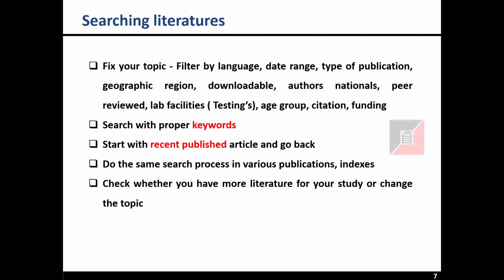Start with recent published articles, then go back. And do the same search process in various publications and various indexing sources, and check whether you have more literature for your study or change the topic. Normally, as researchers, your limited objectives will help you to complete your research work as early as possible, rather than a larger number of objectives, right?